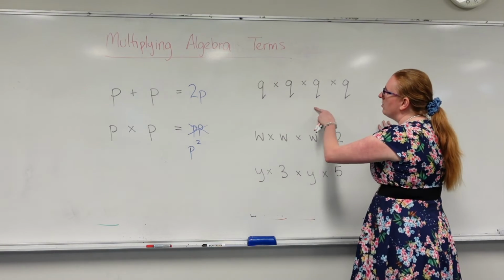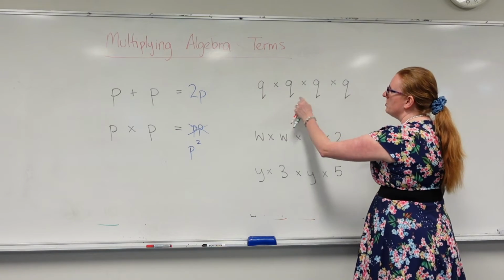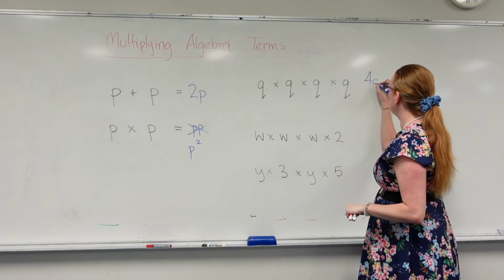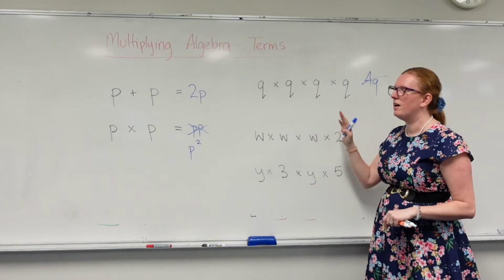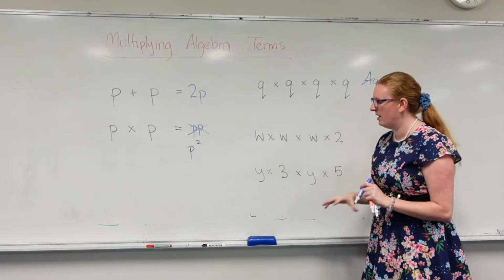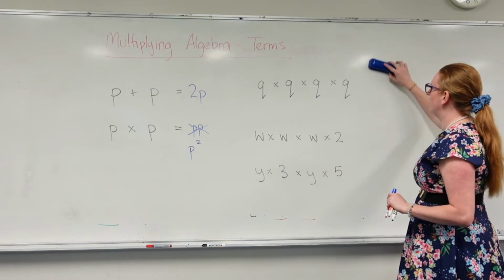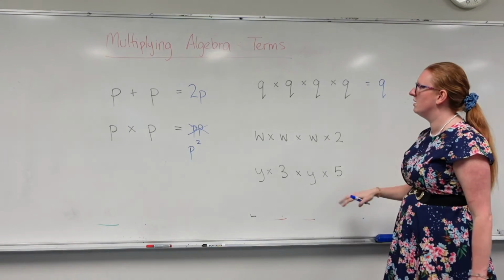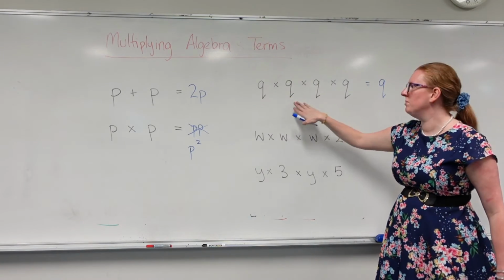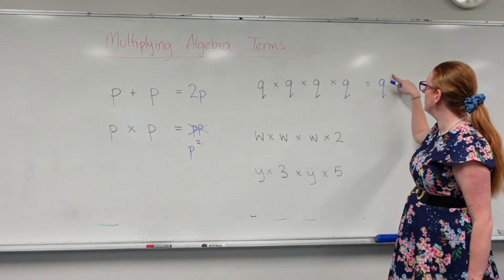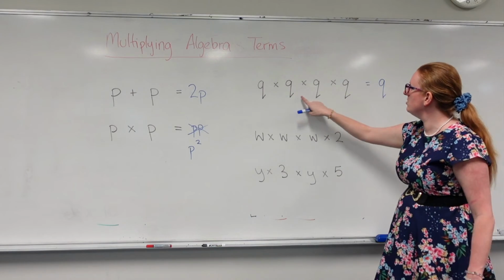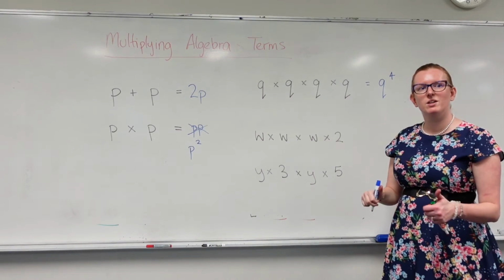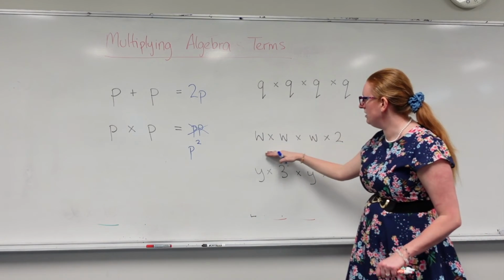So, have a think about how would we do this one? If there are 1, 2, 3, 4 q's, we're not going to write 4q, no. That would be if we were adding them together. How do we do it if they're multiplied? I know that it's going to equal q, and I'm just going to go ahead and I'm going to count them and put the count up here as an indice. So there are 1, 2, 3, 4. So it's q to the power of 4. Cool.